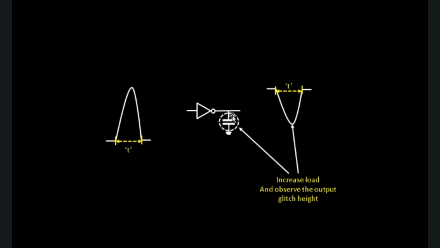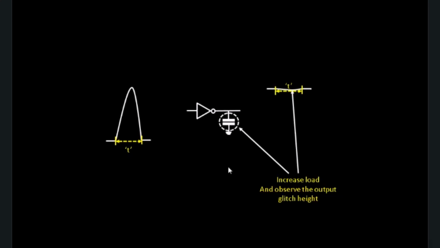Initially we had a decent output load. Now when we increase the output load, you see the glitch height also reduces. If you increase it even more, the glitch height reduces again. And the reason that we identified was the output load capacitance and its behavior.